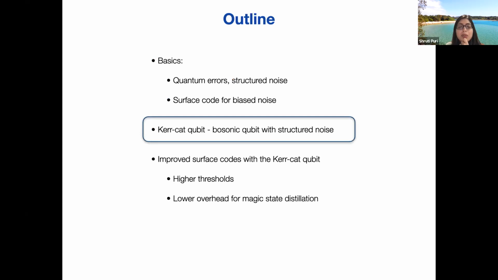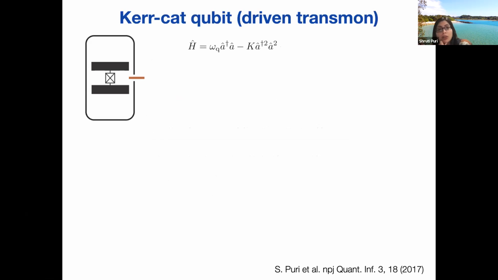Okay, so now we come to the second part, this very special Kerr-cat qubit that I've been talking about. This Kerr-cat qubit is a continuous variable bosonic qubit, but it's very strange because it's actually made in a transmon. It is made by driving an anharmonic oscillator, which is a transmon. So this is the approximate Hamiltonian of the single Josephson junction or the transmon. The first term is a frequency and the second term is a Kerr nonlinearity.